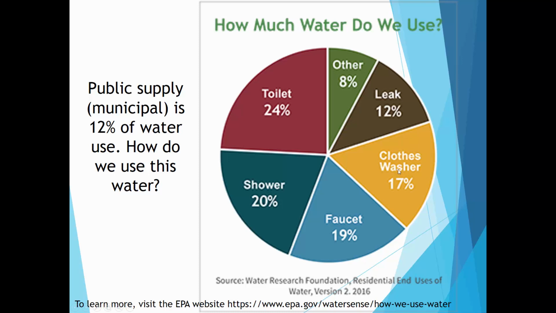And then your clothes washer uses about 17%. This number is disturbing: 12% is lost to leaks. So if you have leaks, like your hose, for example, where it connects to the house, that water leaks. And then other. If I had to guess, a lot of the other is used for landscaping.